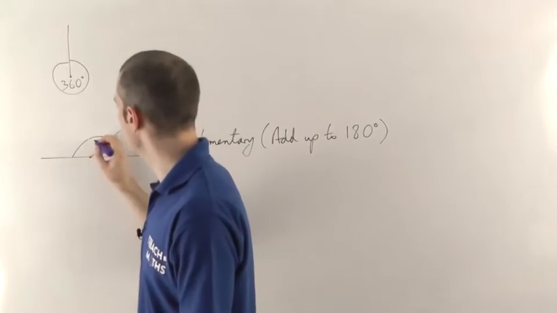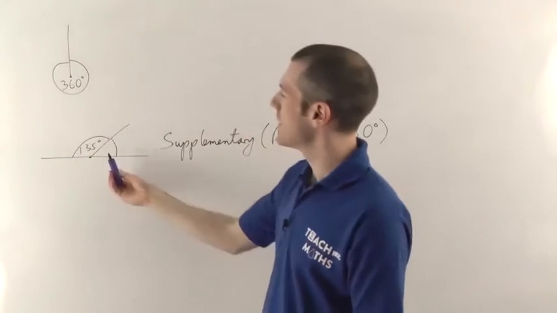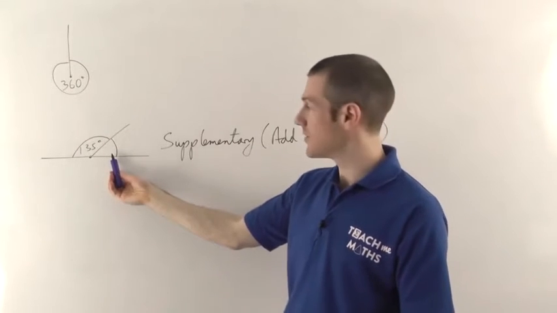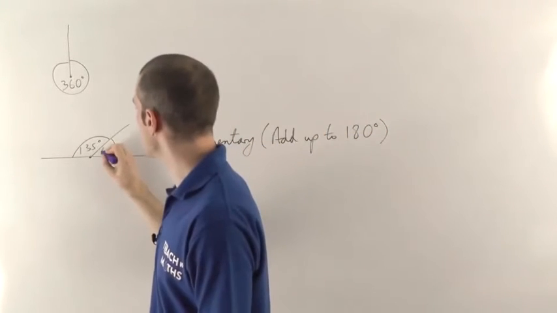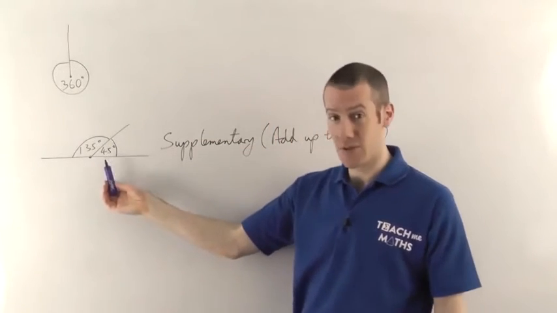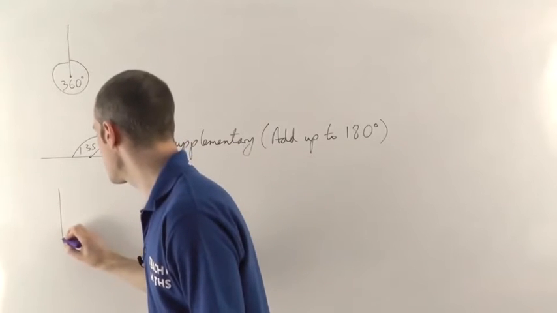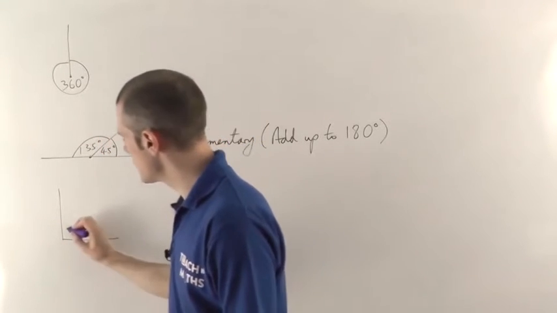So in this case, if this one was 135 degrees, then you can work out what this angle is going to be. Obviously in this case, it's going to be 45 degrees because these two things need to add up to 180 degrees.